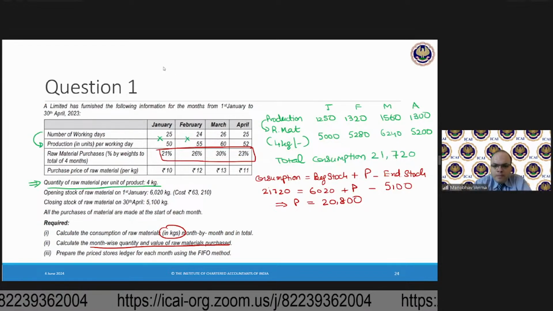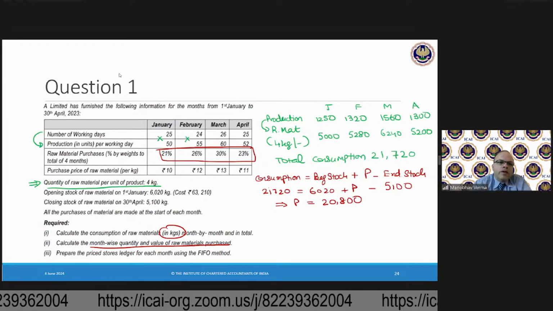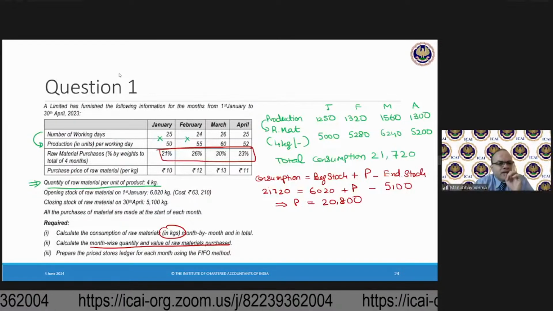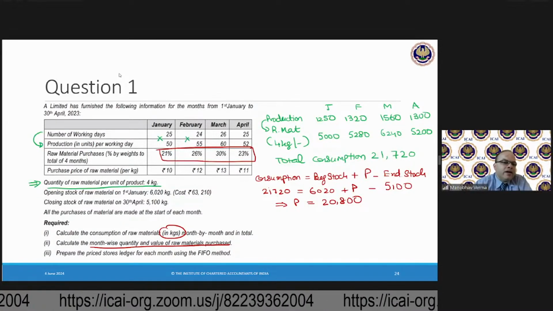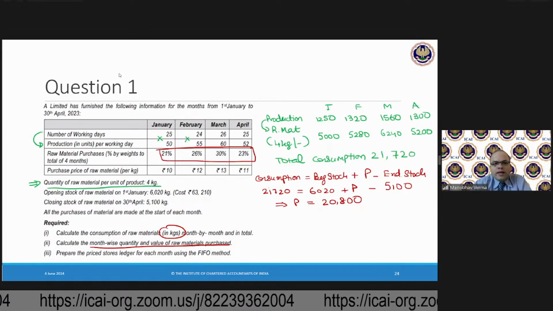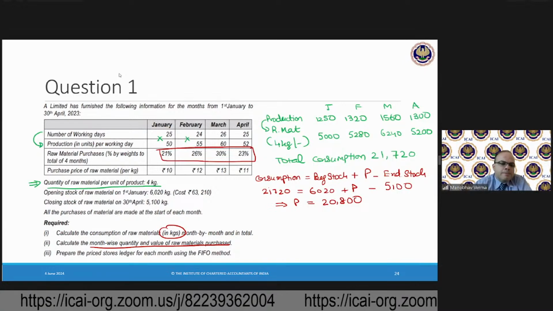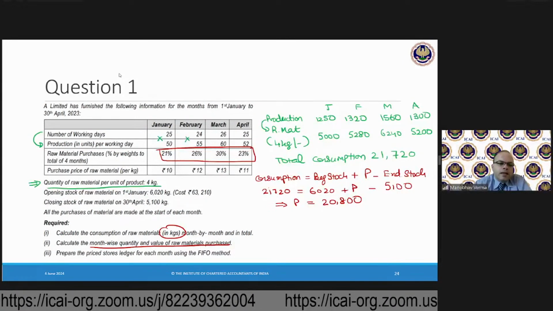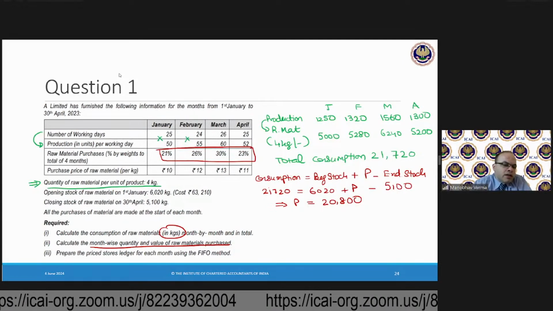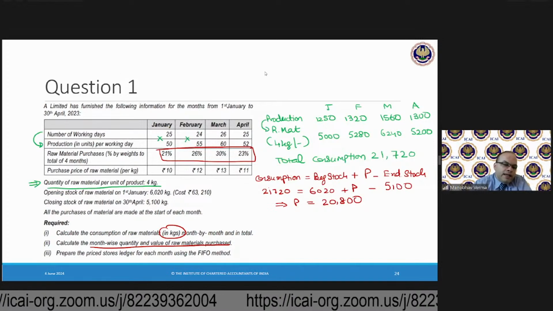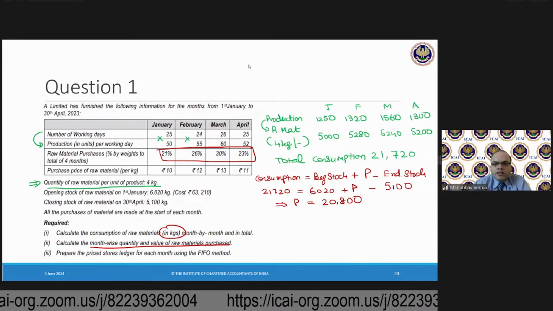Thanks for confirming, Preeti. This is just giving us the starting point for the second question, though, guys. Because we are asked here month-wise quantity and value in the raw material purchase.